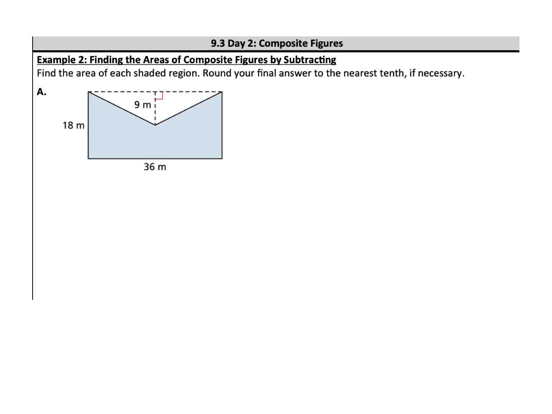In the second half of this lesson, we're going to look at some composite figures where it might make more sense, instead of adding areas together, to subtract areas. In this first composite figure, notice that the outermost area is a rectangle, and then there's this triangle that's cut out of the rectangle. So to calculate the area of that shaded portion, we can just find the area of the total rectangle and then subtract the area of the triangle.